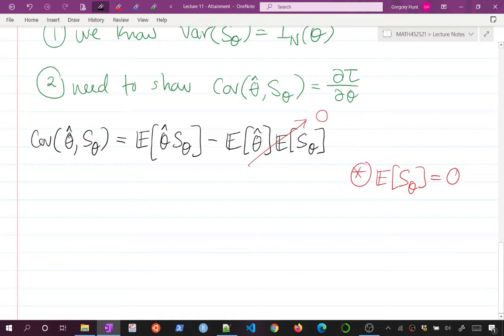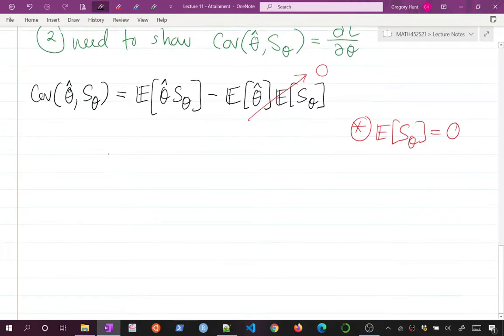Now, I have no intuition about that. I wouldn't have come up with this theorem, but we can actually look at what this thing is. The expected value is just the product of two random variables. It's the expected value of theta hat times s theta, and then we integrate against the PDF f theta of x dx. So something like that.